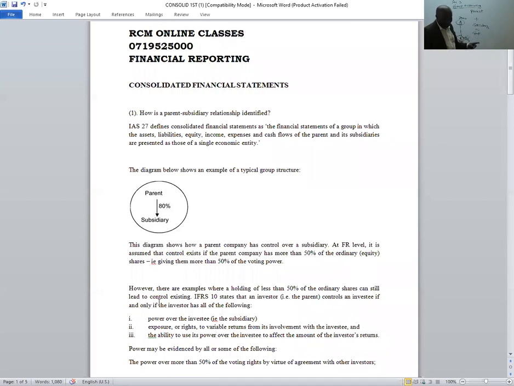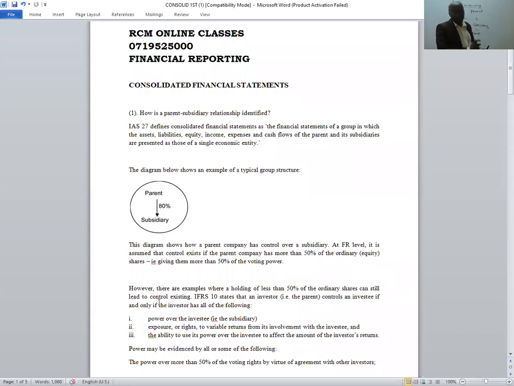IFRS 10 states that an investor, the parent company, controls an investee if and only if the investor has all of the following. Number one, we have power over the investee, which is our subsidiary. That means that we are in control. We are able to control the investee company. We are able to control the subsidiary. Then number two, there is exposure or rights to variable returns from its involvement with the investee.